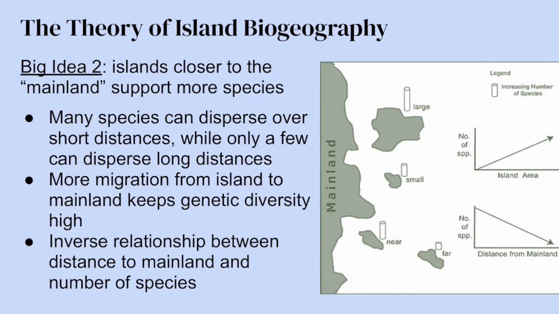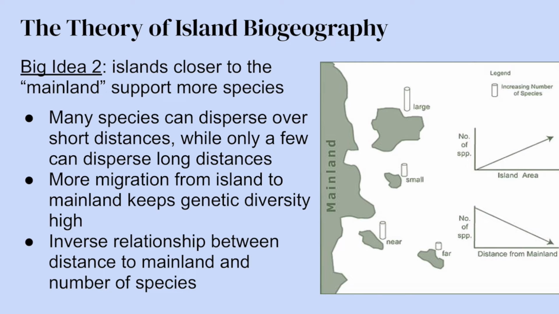Additionally, when we have an island that's close, we will get more migration from the island to the mainland and from the mainland back to the island. That keeps the genetic diversity of populations on that island high because the organisms on the mainland and the organisms on the island are exposed to different conditions. So we have different resources, different limiting factors, which will lead to natural selection towards some genes on the mainland and some genes on the island. When you have this migration of individuals from two populations of the same species, they bring their diverse genetic variations, and that increases genetic diversity.